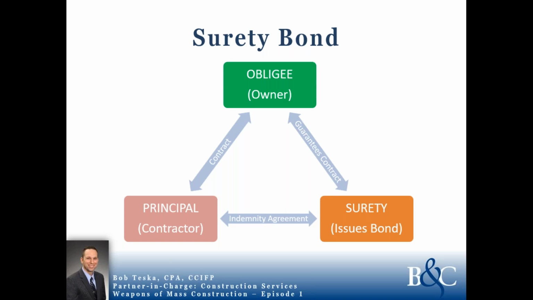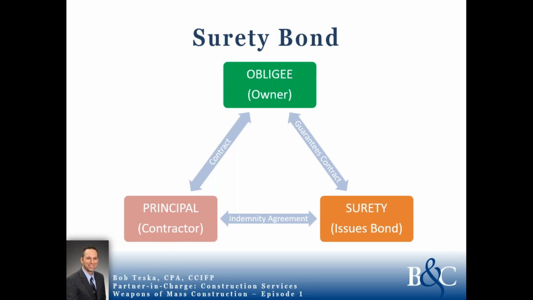So, for example, the obligee or the owner of the project wants to build a building, but he wants assurance that the contractor that he's going to hire is going to be able to complete that project. So he hires a contractor, and there's a contract between the 2 of them that binds them together. The surety comes in and underwrites the contractor or the principal based on financial metrics and the 3 C's that we'll look at. And in between them, there's an indemnity agreement.